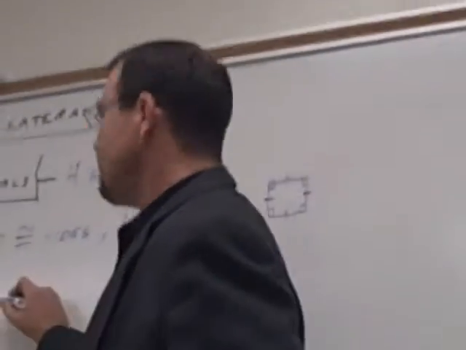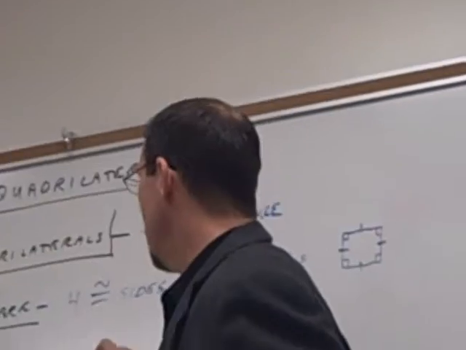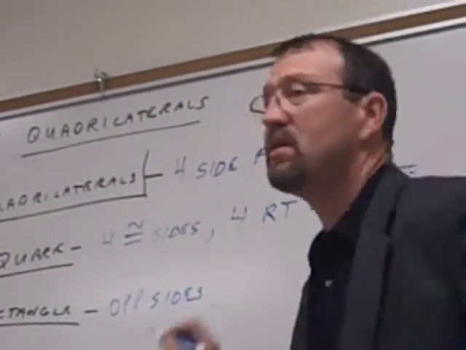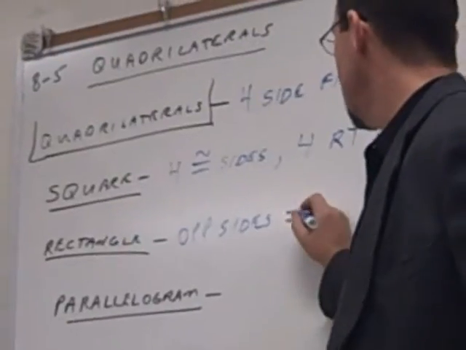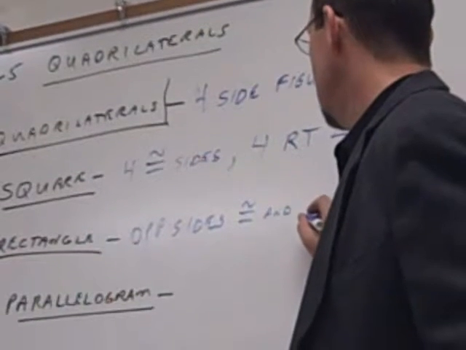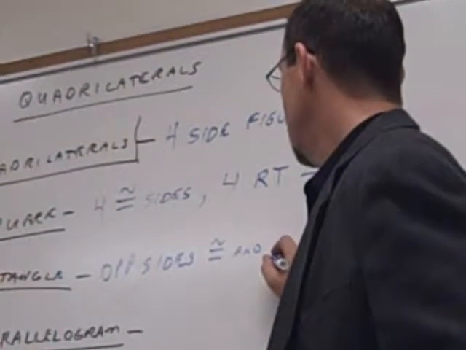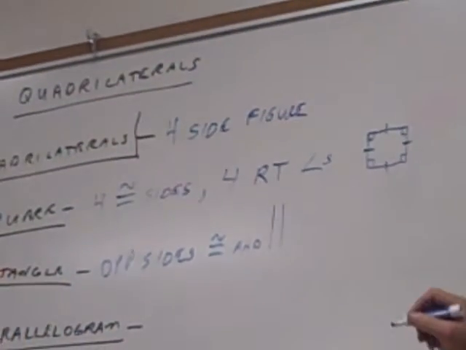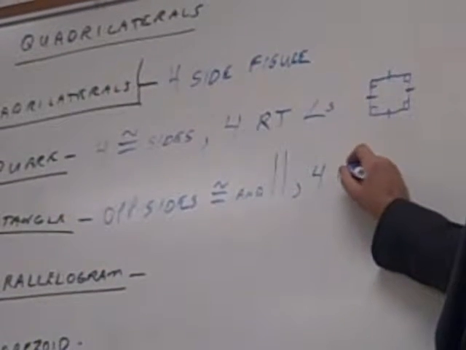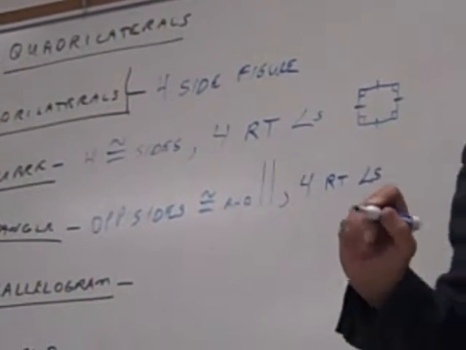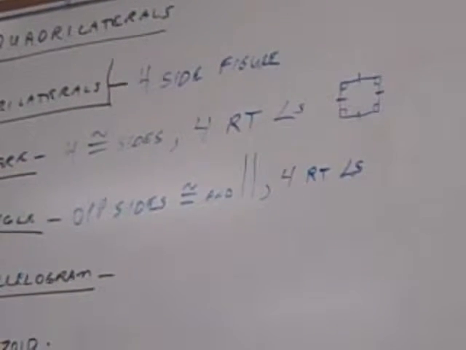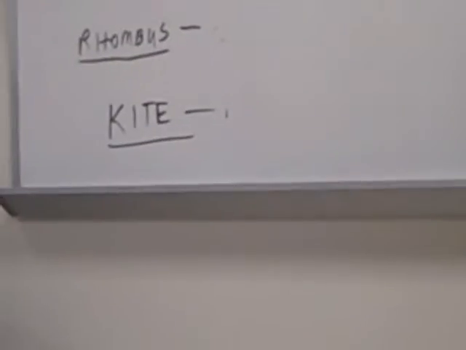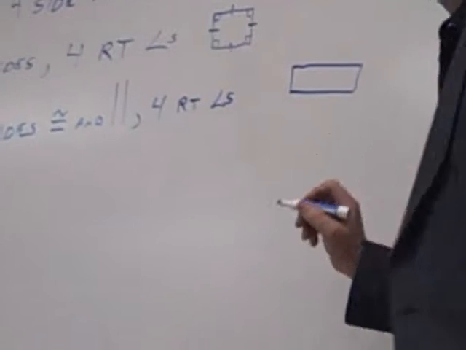All right. Rectangle. Opposite sides congruent and also four right angles. And of course, draw the picture. Now I didn't say anything about the square sides being parallel. We assume that, don't we?